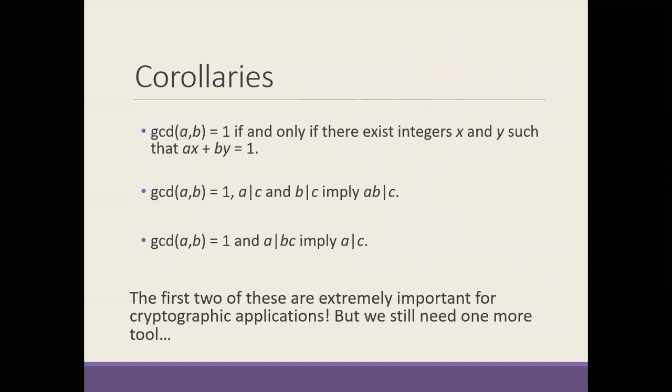So here's a few other little tidbits that we can take to the bank. The GCD of two numbers is 1 if and only if there's an integer combination of those numbers that gives us 1. I can go back and forth now by using the Euclidean algorithm and Bezout's theorem.